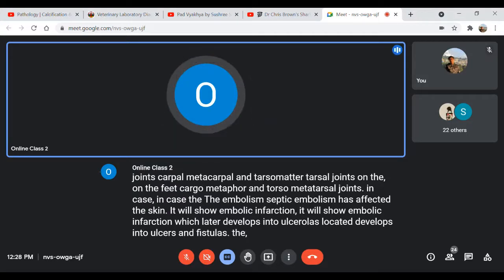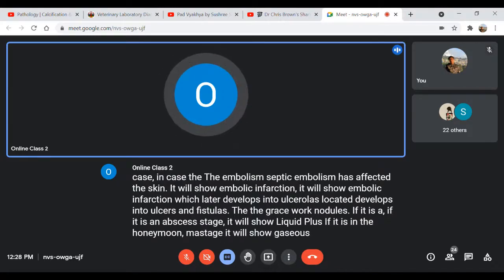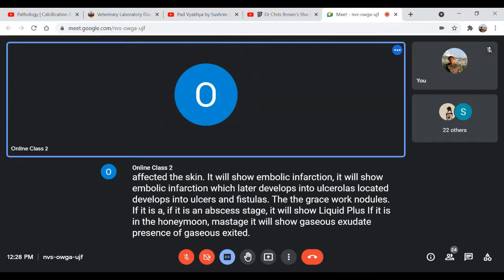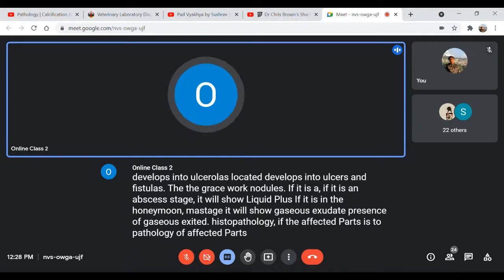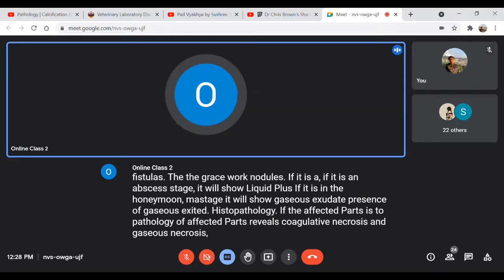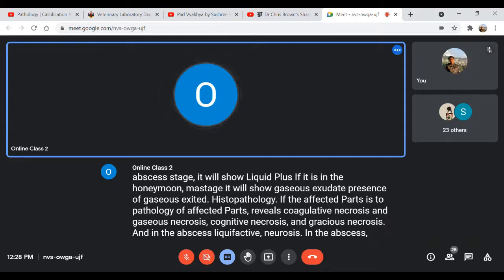The grayish white nodules, if it is in abscess stage, will show liquid pus. If it is in the granuloma stage, it will show caseous exudate. Histopathology of the affected parts reveals coagulative necrosis and caseous necrosis, and in the abscess, liquefactive necrosis.